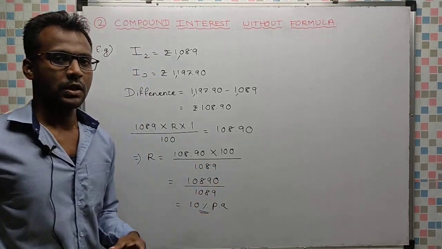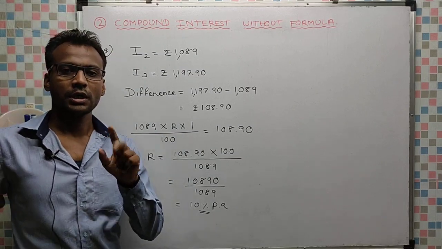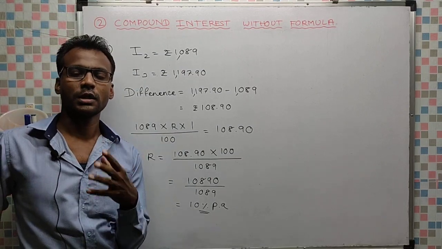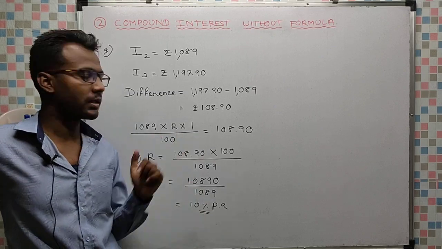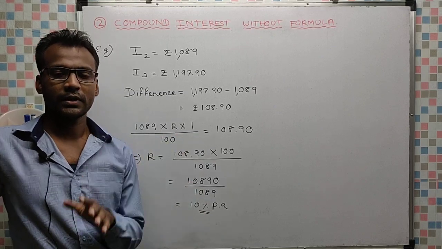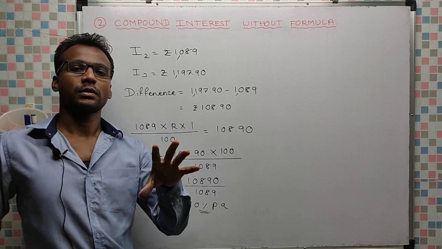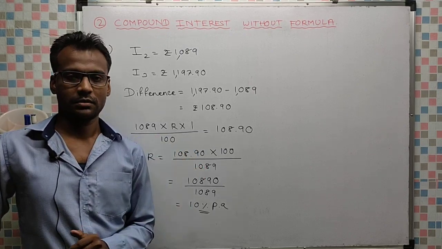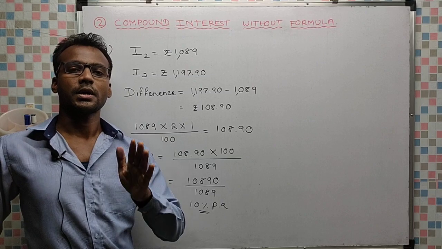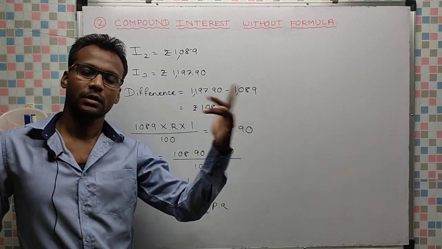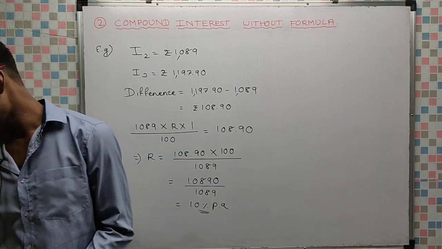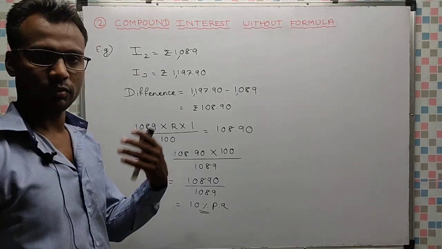So if the interest for consecutive years is given, then you can easily find the rate of interest using the concept: the difference between any two consecutive interests is equal to the interest on the interest of the preceding year, means interest on the compound interest of the preceding year. Now let us move to the next example.